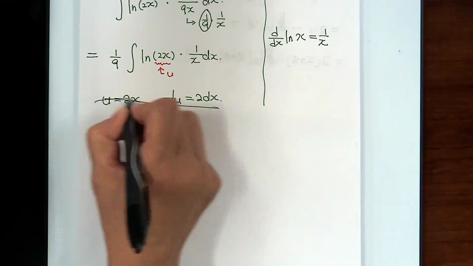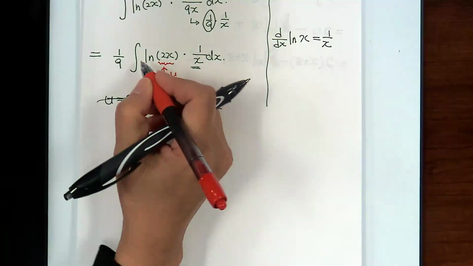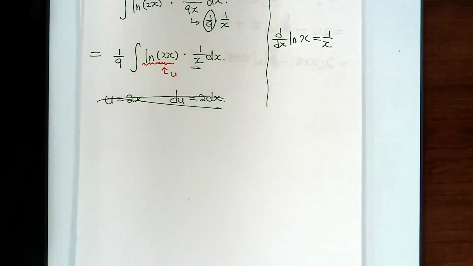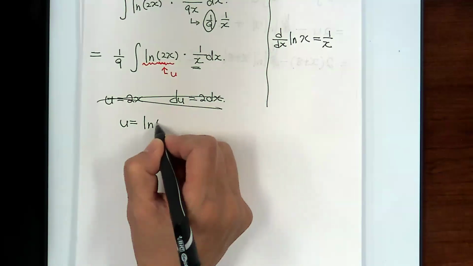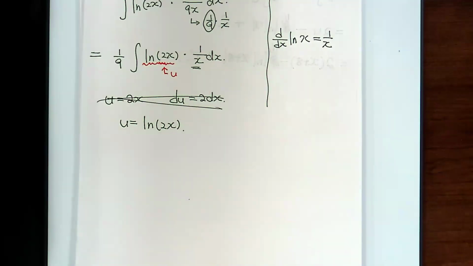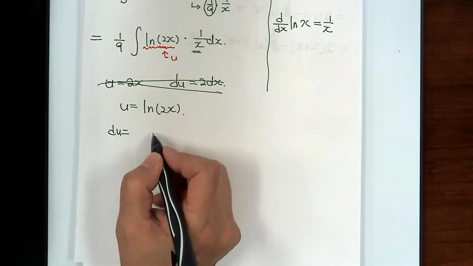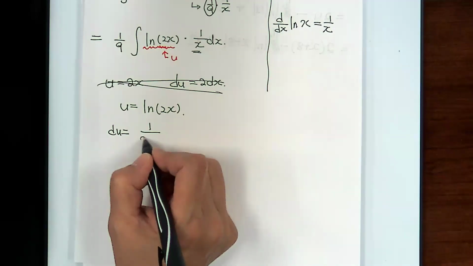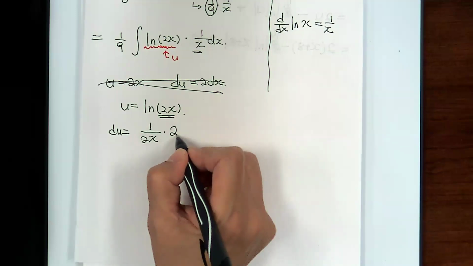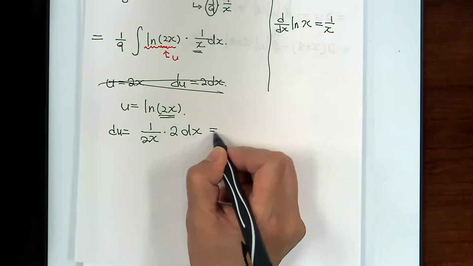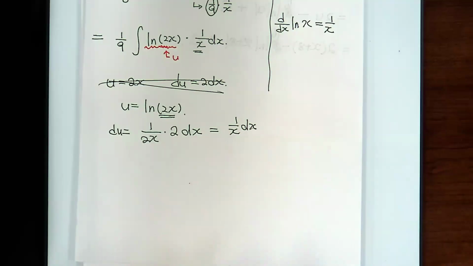In this case, we have 1 over x, so we have to put u equals natural log of 2x. Then du equals 1 over 2x times the derivative of this, which is 2 dx. So that is 1 over x dx, right?